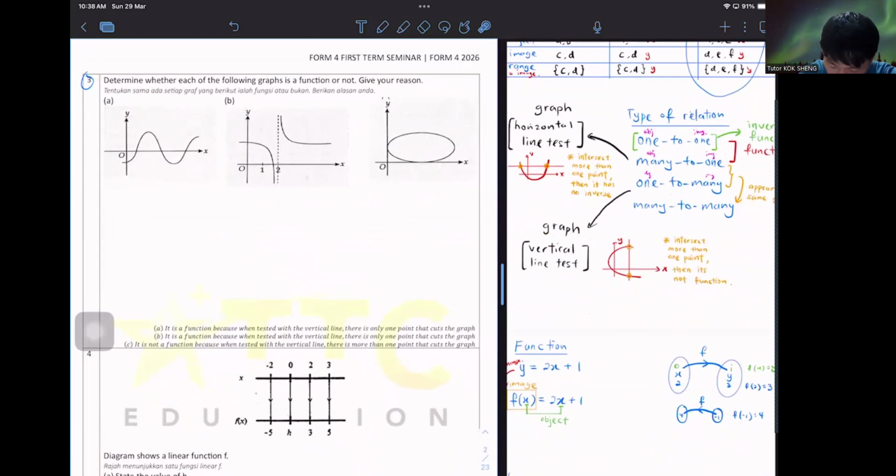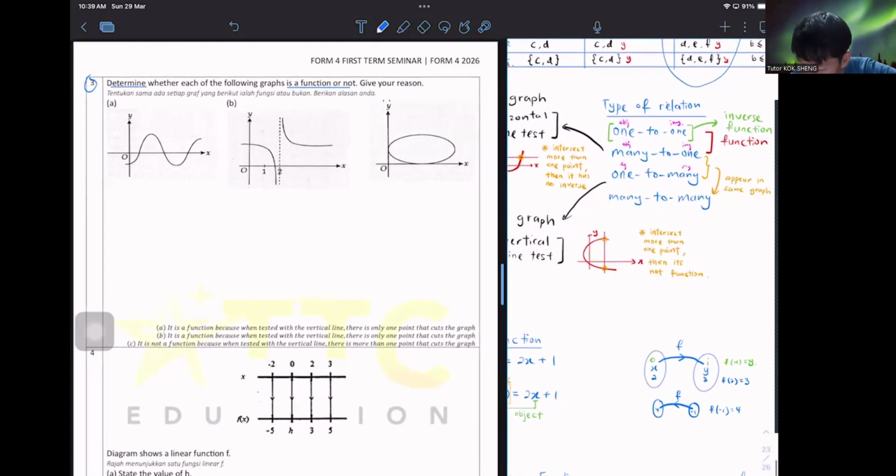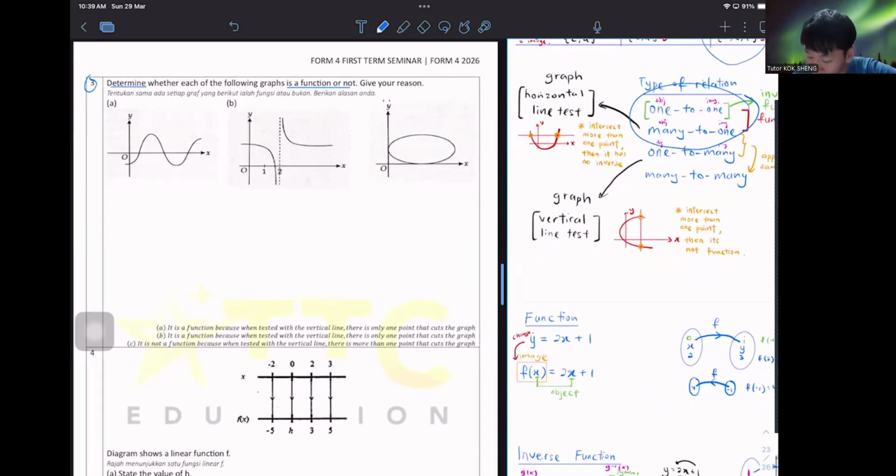Okay, let's go. Number three. Determine each of the following graph is a function or not. Give your reason. Okay, so how to know it's a function or not? You're going to look at the next one here. So to know that it's a function or not, you can use the vertical line test. You draw a vertical line. If it intersects more than 1 point, then it is not a function. This one you need to use a ruler to draw. So just simply draw a vertical line into your graph.